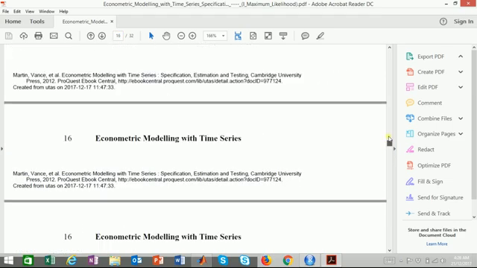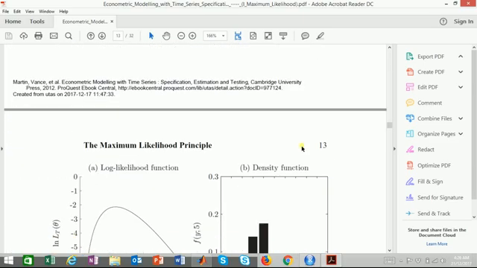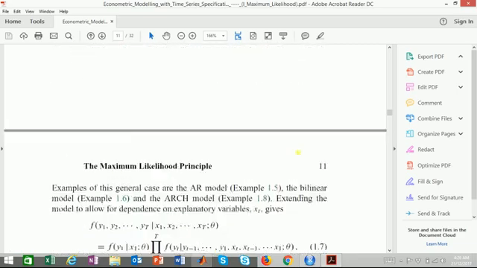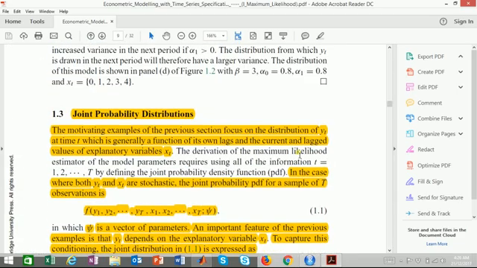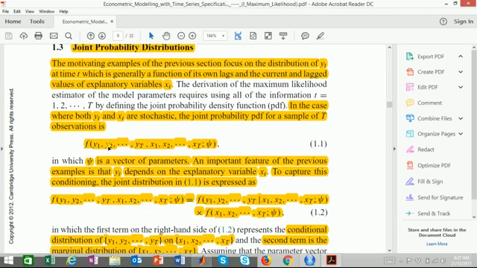Joint probability distributions. The motivating examples of the previous section focus on the distribution of y at time t, which is generally a function of its own lags and the current and lagged values of explanatory variable x. In the case where both y and x are stochastic, the joint probability distribution function, for example of T observations, is a function of y1 to yT, then x1 to xT, which are explanatory variables, and all of them for unknown psi, which is a vector of parameters.